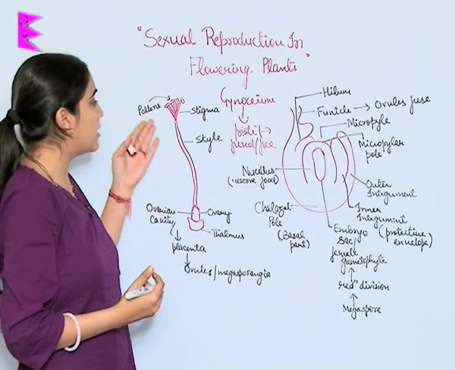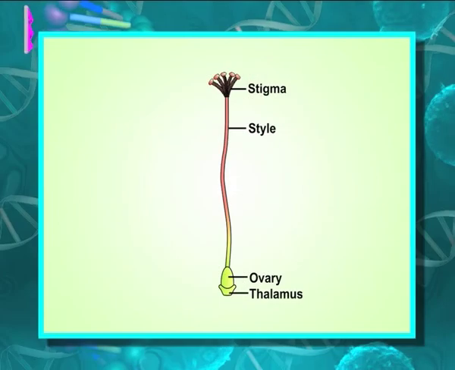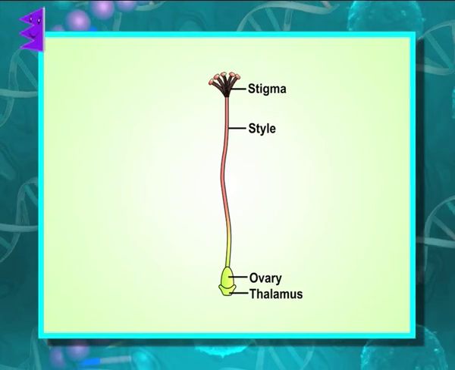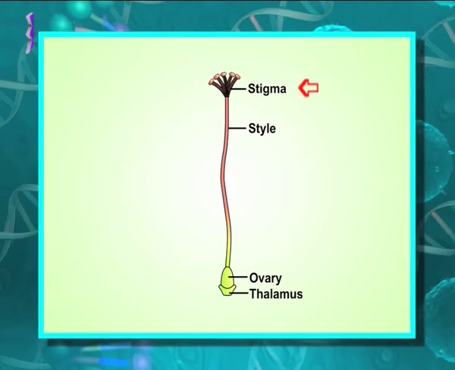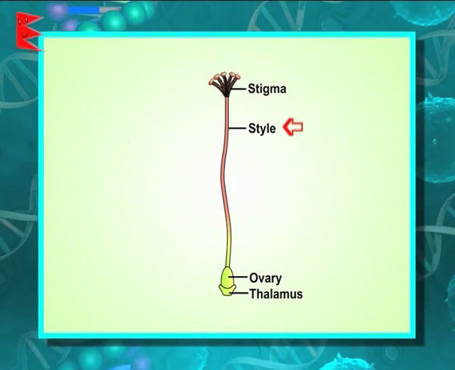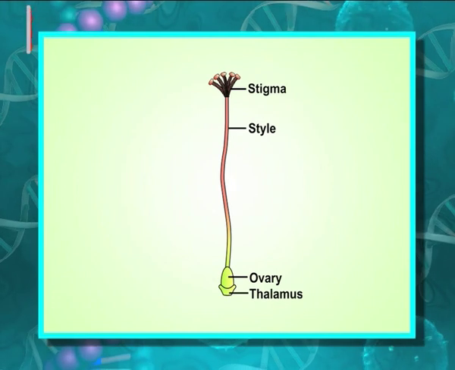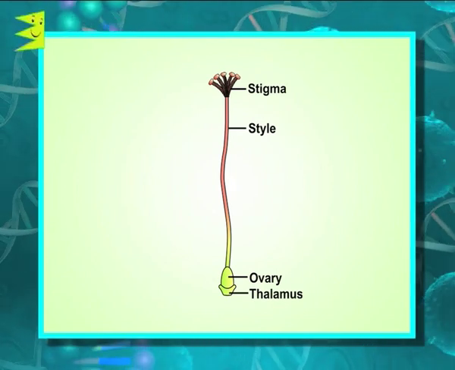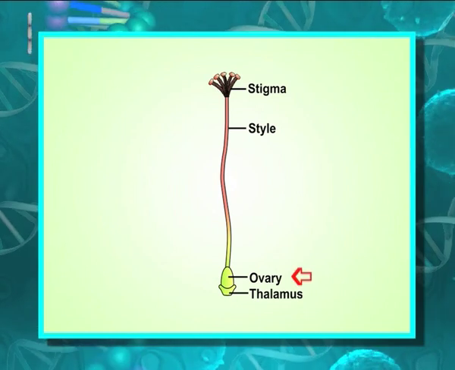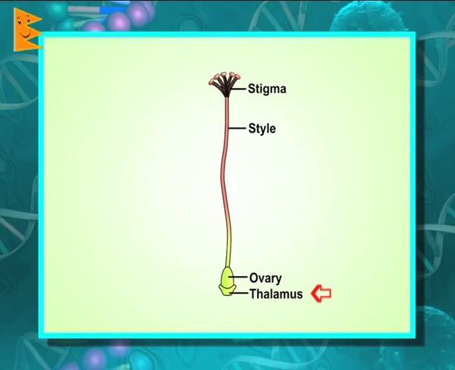Now let us understand this reproductive part in detail. This is the stigma. Stigma is the place where pollen lands. Through this stigma, the style is running. Style is nothing but a thin cylindrical tube which runs down to a bulged end. This bulged end is known as the ovary, and below the ovary is the thalamus.